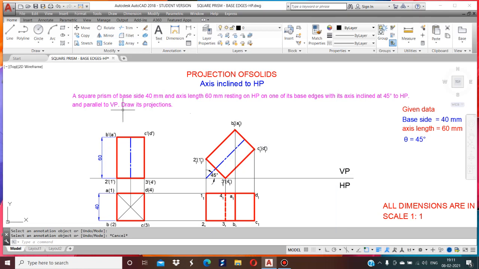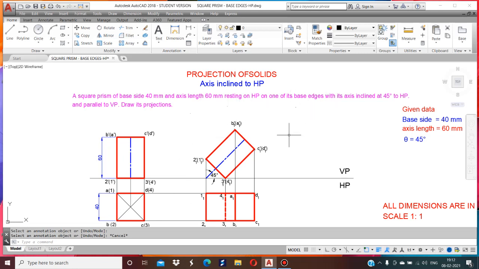Today in the projection of solids, I will explain how to solve the problems in the prism. A square prism of base side 40 mm and axis length 60 mm is resting on HP on one of its base edges, with the axis inclined at 45 degrees to HP and parallel to VP. Draw its projections. Here, the problem is a square prism. The side is given as 40 mm, the length is given as 60 mm, resting on one of its base edges.